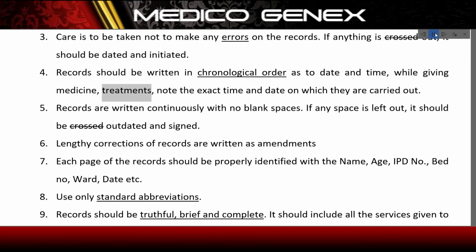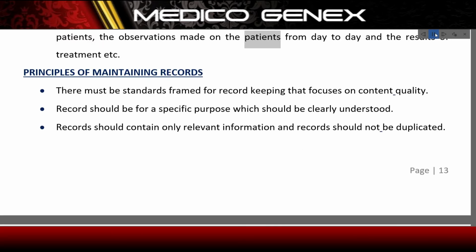While giving medicine and treatments, note the exact time and date on which they are carried out. Records are written continuously with no blank spaces. If any space is left out, it should be crossed out, dated and signed. Lengthy corrections of records are written as amendments. Each page of the records should be properly identified with the name, age, IPD number, bed number, ward, date, etc. Use only standard abbreviations. Records should be truthful, brief, and complete. They should include all the services given to patients, the observations made on the patients from day to day, and the results of treatment, etc.